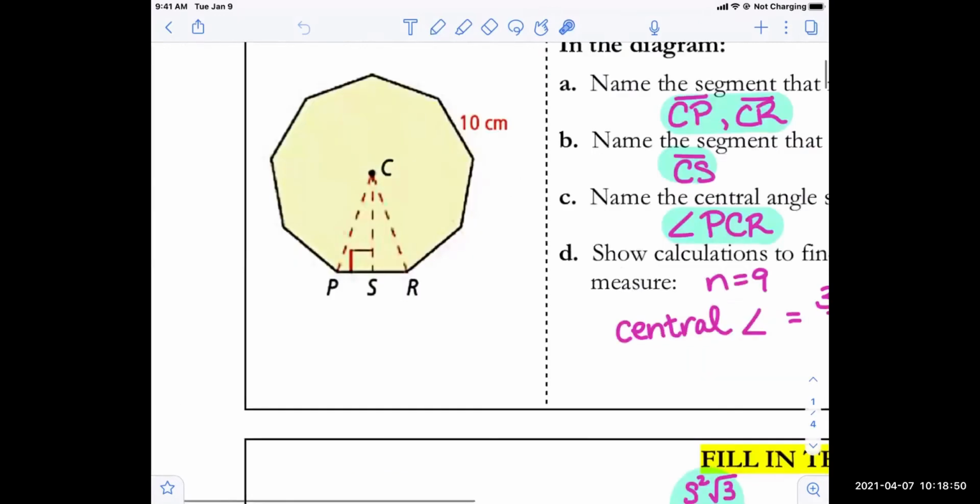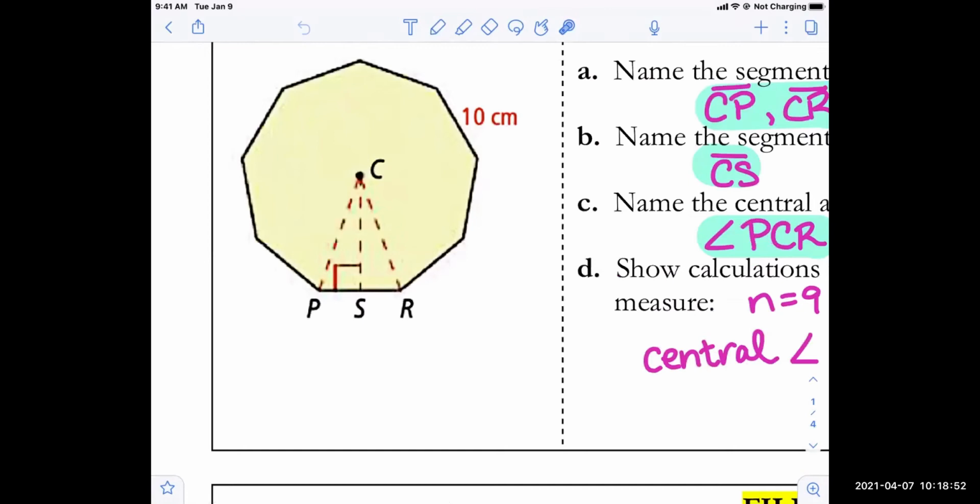A radius has to go... So again, if you imagine there being a circle that's circumscribed around it, a radius must touch the circle. So it has to go from the center to a vertex. So these would be the radii. The radii are the segments that form the central angles. Okay. This segment is not a radius. This is an apothem because it's going from the center perpendicular to a side at its midpoint.